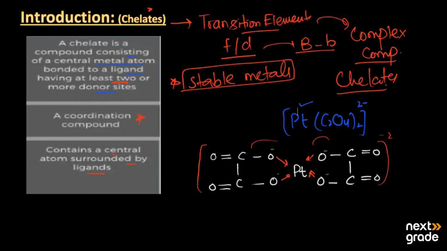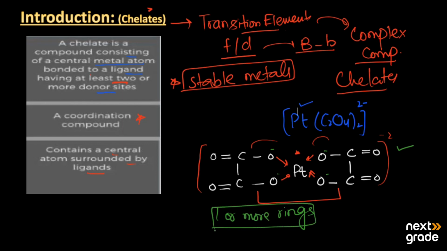Chelates are compounds formed when all the donor atoms of a bidentate ligand bind. Bidentate ligand means there are two groups that can donate electrons, and they get coordinated with the metal present in the center. When they coordinate with the same metal ion, the complex compound that is formed contains one or more rings in its structure. That is why they are called chelates.